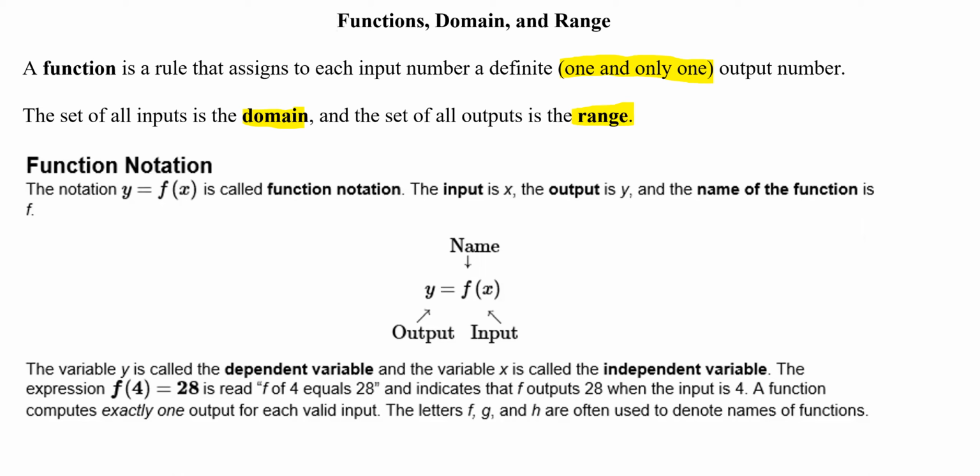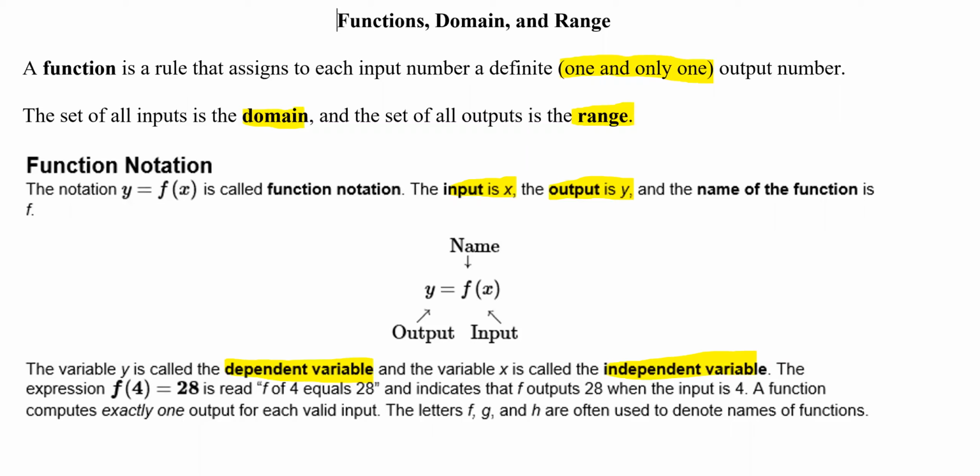Function notation. The notation y equals f of x is called function notation. The input is x, and the output is y. And the name of the function is f. So you can see here that the name of the function is f, the input is x, and the output is y. The variable y is called the dependent variable, and the x value is called the independent variable.